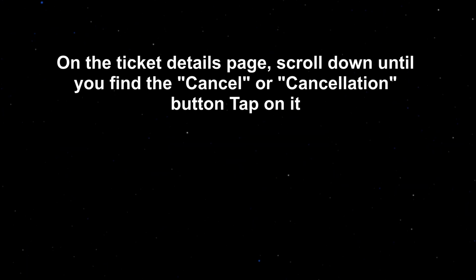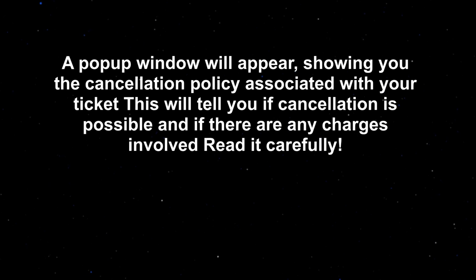On the ticket details page, scroll down until you find the cancel or cancellation button. Tap on it. A pop-up window will appear, showing you the cancellation policy associated with your ticket. This will tell you if cancellation is possible and if there are any charges involved. Read it carefully. If you agree with the cancellation policy, tap on Confirm Cancellation or a similar option to proceed.